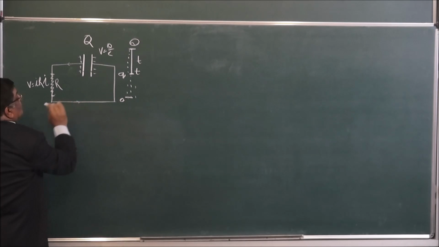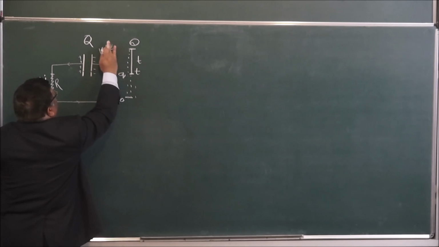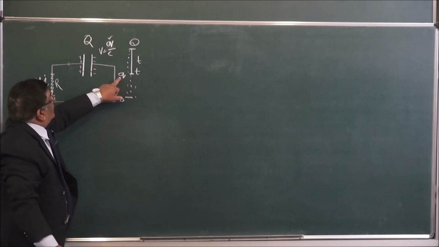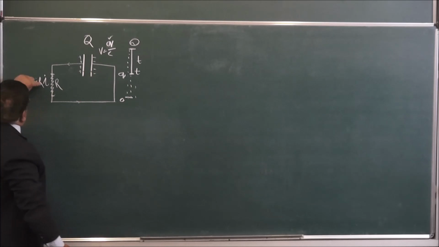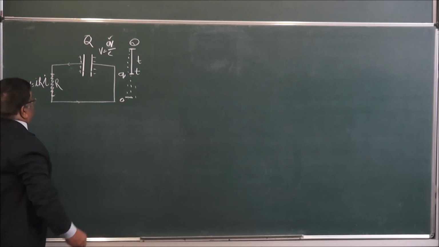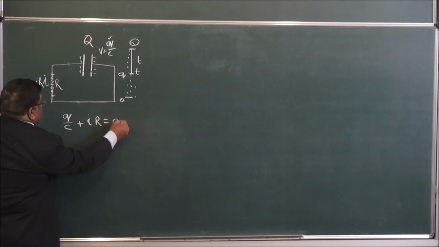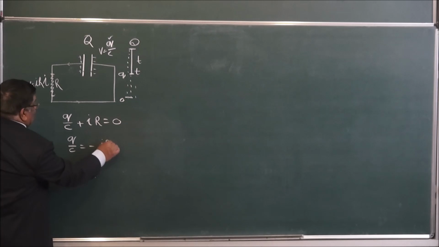Taking the sum of potentials as 0 here, how much charge is there at that time? q, small q. So what will be its voltage? q upon C. Take care that it is a small q, because when the time is t, the charge is q. So q upon C is the potential difference across this. I into R is the potential difference across this. So the sum of potential differences, that is q upon C plus I into R, is equal to 0, or we can say q upon C is equal to minus I into R.